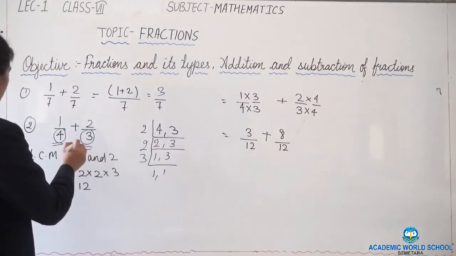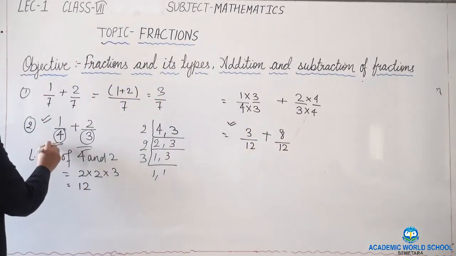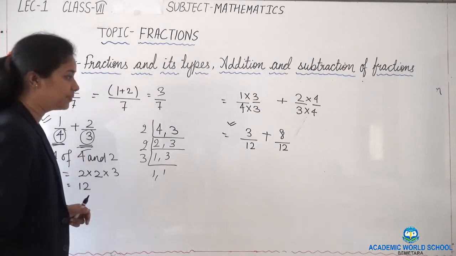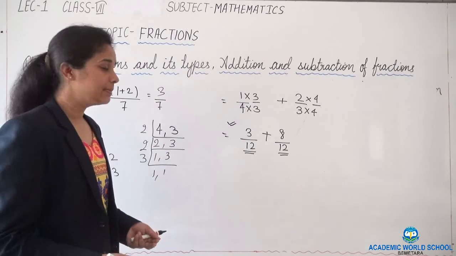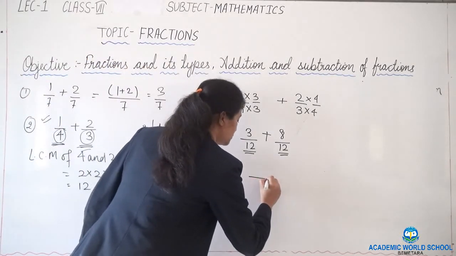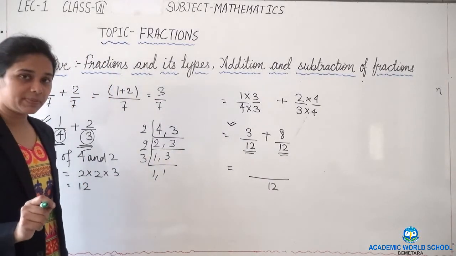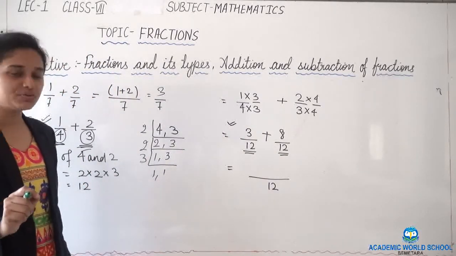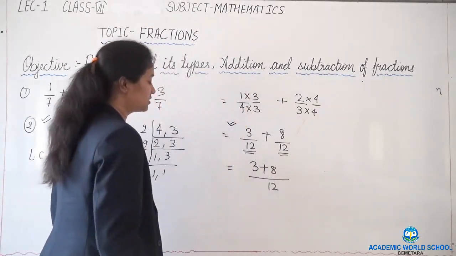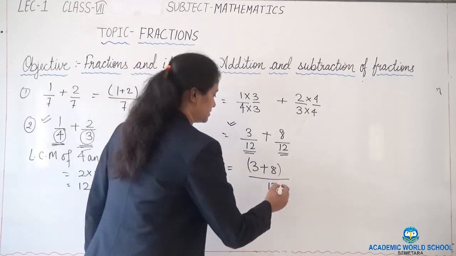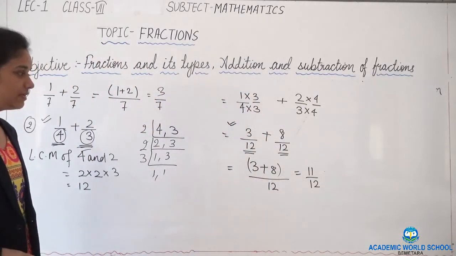Now see, we have converted the unlike fractions into like fractions. Previously their denominators were not the same. Now their denominators are the same, so we can sum them very easily. 12 and 12, the denominator will be 12. Now while adding, keep in mind that we are not supposed to add the denominators. We are supposed to add only the numerators. So 3 plus 8, that is 11 upon 12.